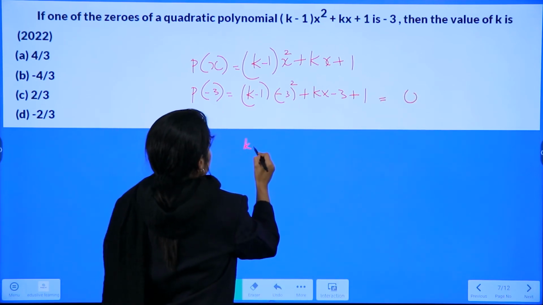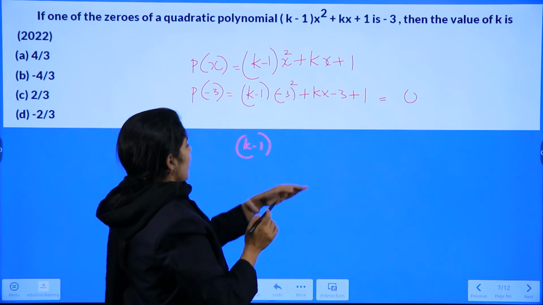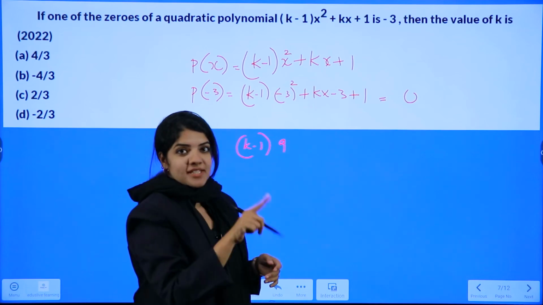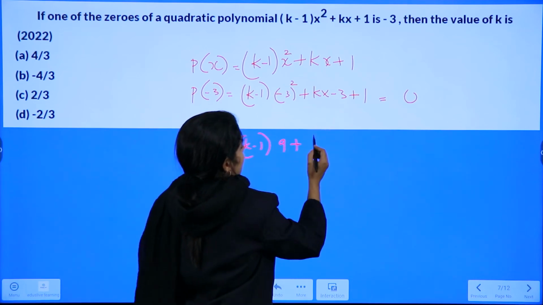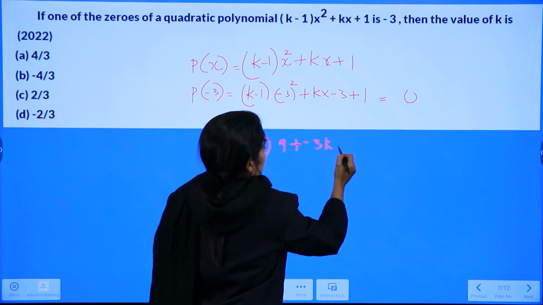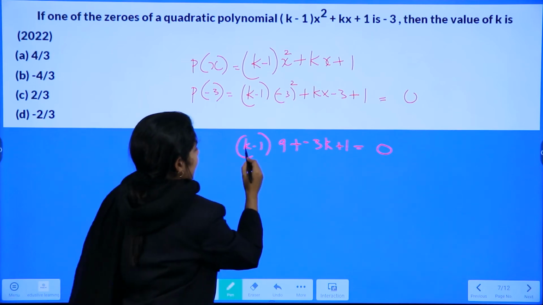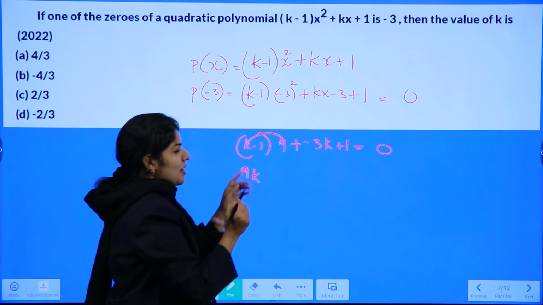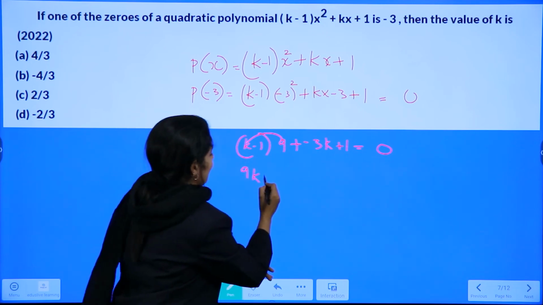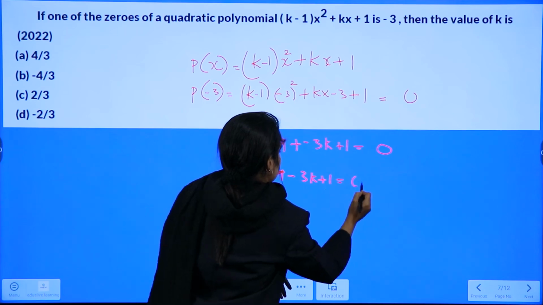So k minus 1 into, what is minus 3 square? Minus 3 square means it is 9. Minus 3 into minus 3, which is 9, plus k into minus 3 is minus 3k, plus 1 is equal to 0. Now expanding the bracket, k minus 1 into 9. K into 9 is 9k, minus 1 into 9 is minus 9, minus 3k plus 1 is equal to 0.